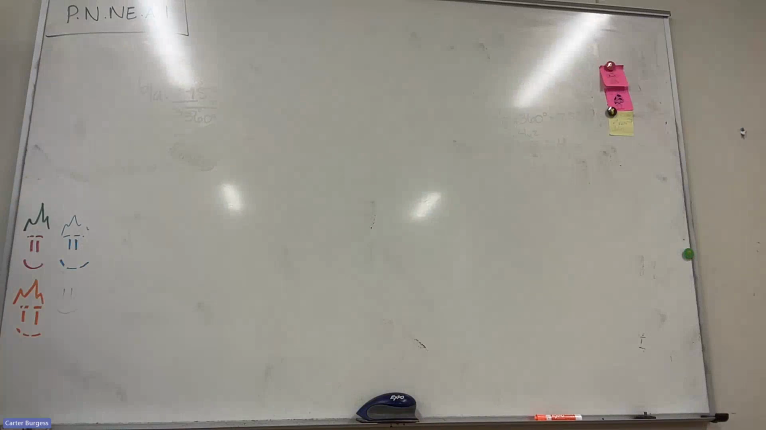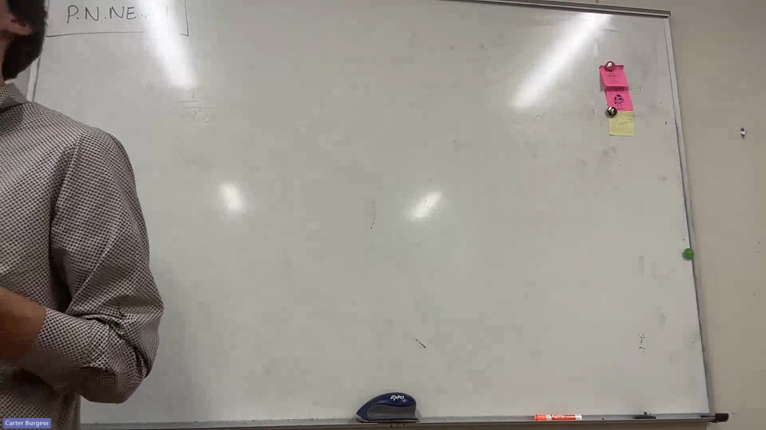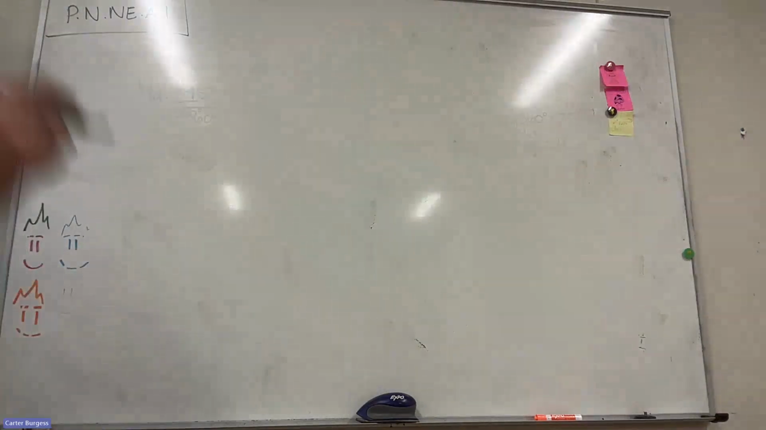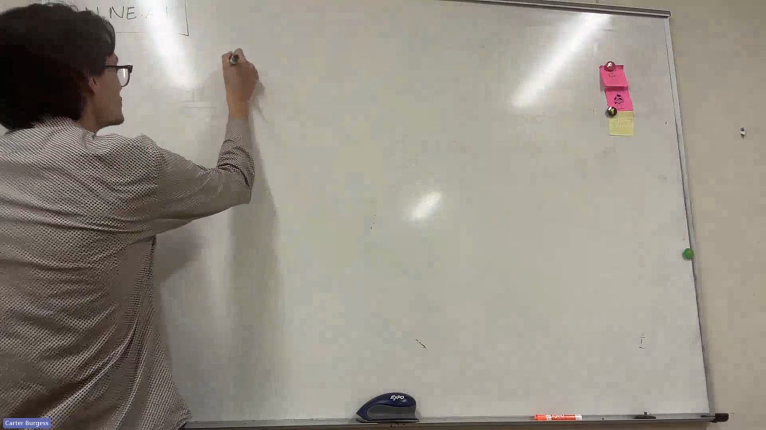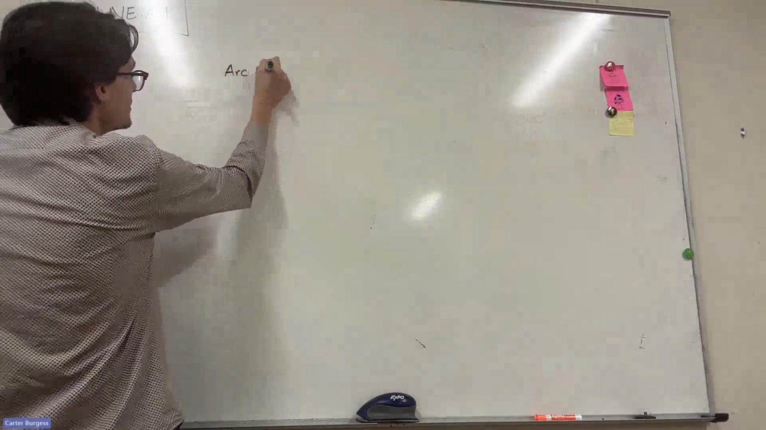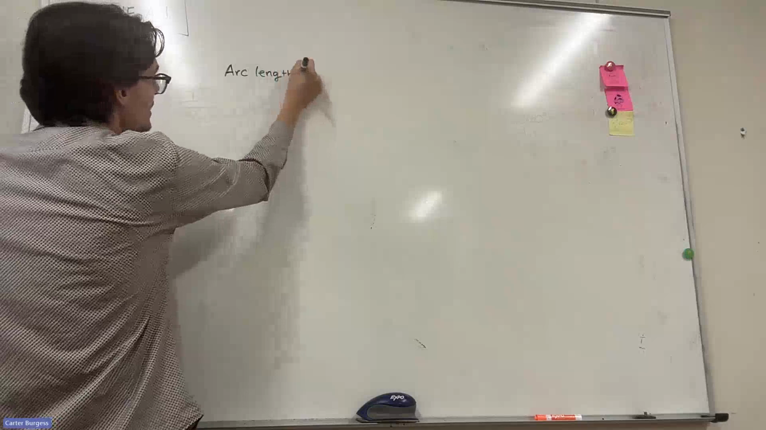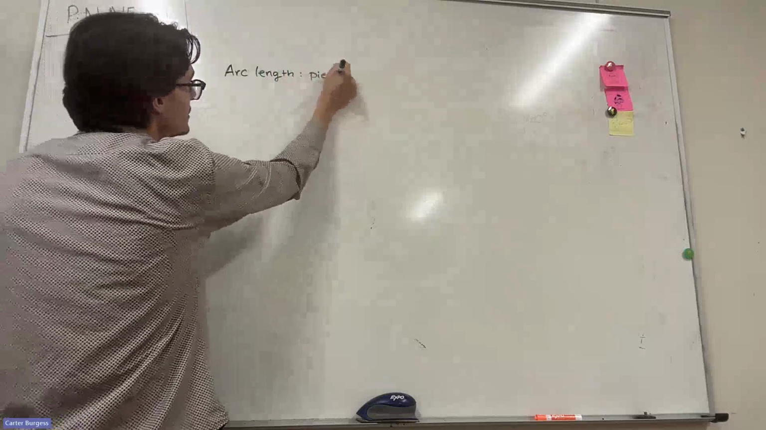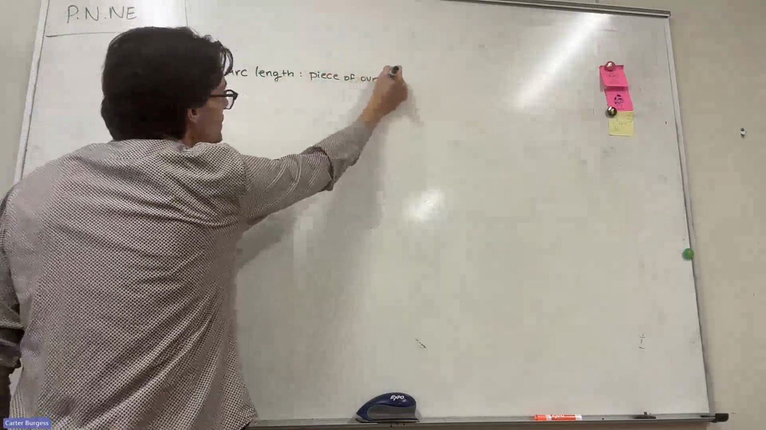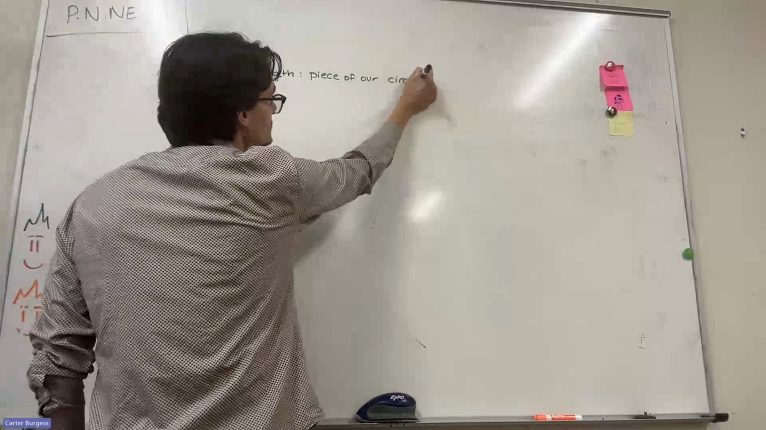First one is going to be arc length, which I could define very uselessly as the length of the arc. I'm going to define it hopefully in a slightly more useful way. The arc length is going to be a piece of our circumference.